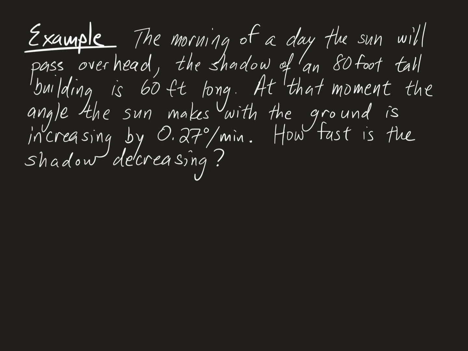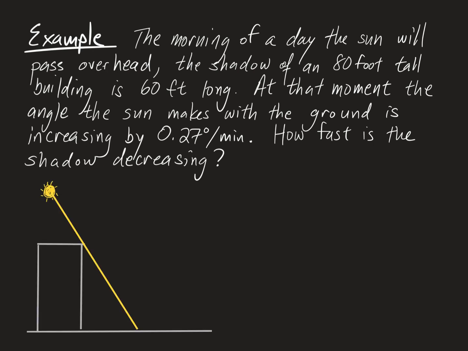I really think a picture would be ideal here. All right, there's a good looking picture. I had no help with the straight line tool whatsoever. So what's happening here? This building is 80 feet tall, and yes, one tick mark up here means feet, and the shadow here that's being cast is 60 feet long. The other thing we know here is that this angle is changing.